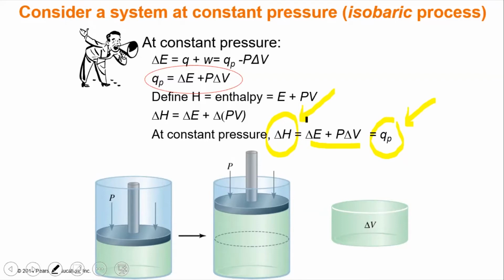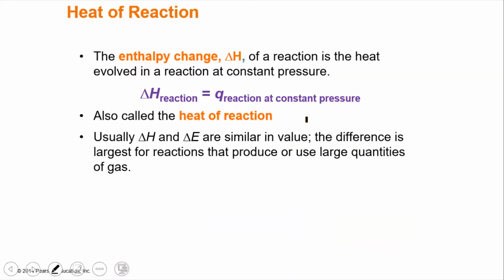All right, so let's go to the next slide and say this enthalpy change delta H of a reaction is the heat evolved in the reaction at constant pressure. Like we just saw, delta H equals the heat of the reaction at constant pressure. And because of that, we use the nickname or the phrase that this is called the heat of reaction.